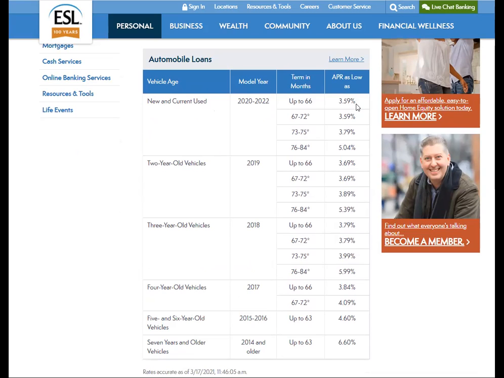All right, so up to 66 months for a new car, which is 5.5 years, the interest rate is 3.59%. Going up to 6 years, it's still 3.59%. Moving up to 73 to 75 months, it's 3.79%. And then 76 to 84 months, which goes up to 7 years, the APR moves up to 5.04%.